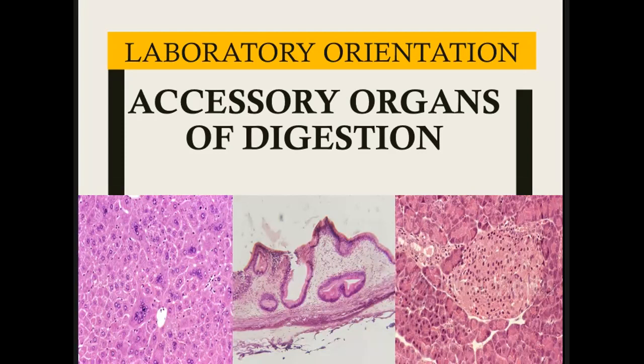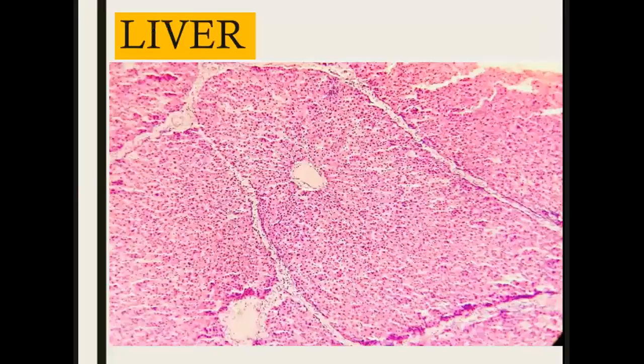The following organs are the areas to be studied for this orientation. We have the liver, the gallbladder, and the pancreas. Okay, so let's start with the liver. The liver is known to be the largest internal organ of our body, and the main function of the liver is production of bile. One of the more important functions of the liver is bile secretion.